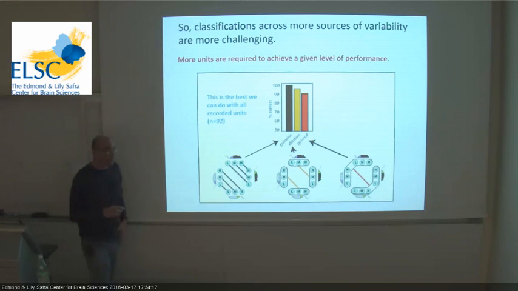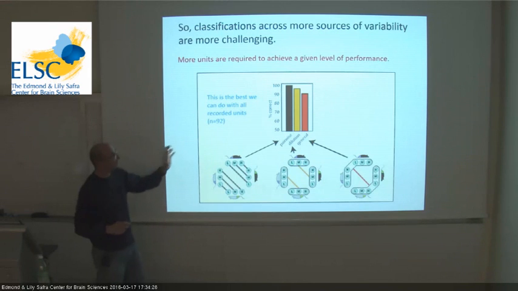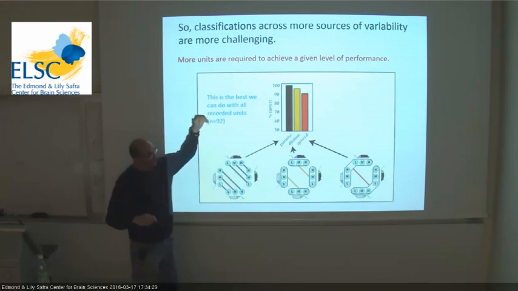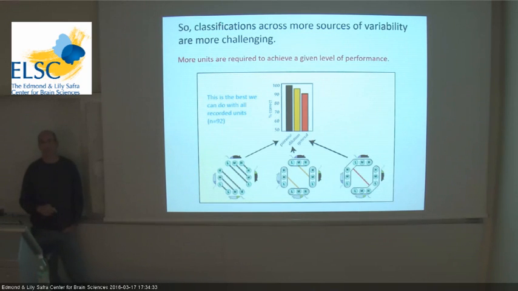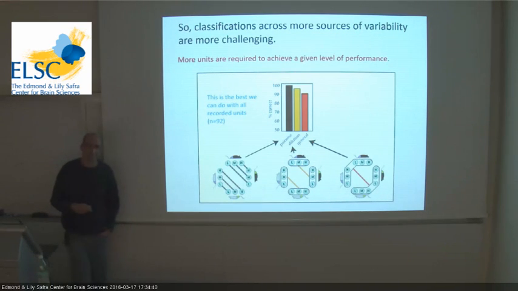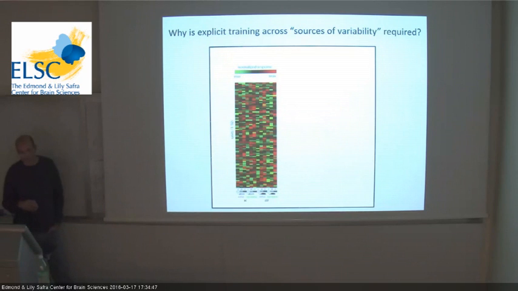Because you're saying they can do better than 90%. I'm sure mice can do better than 90%. I don't want to make a specific point about the exact number. I'm just saying that the more general classifications are more difficult. They require more units. Yeah. I don't know. Yeah, the answer is I don't know.